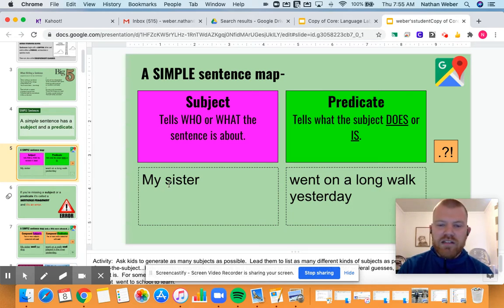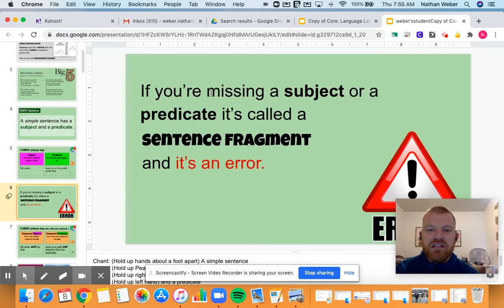For example, my sister went on a long walk yesterday. And then always, at the end of the sentence, there's a period, question mark, or exclamation. Okay? Your sentence is not complete without one of those three things: period, question mark, exclamation. So, if you're missing a subject or a predicate, it's called a sentence fragment. Please write that down. If you're missing a subject or a predicate, it's called a sentence fragment, and it's an error. It's a mistake. Your sentence is not complete without one of those things.